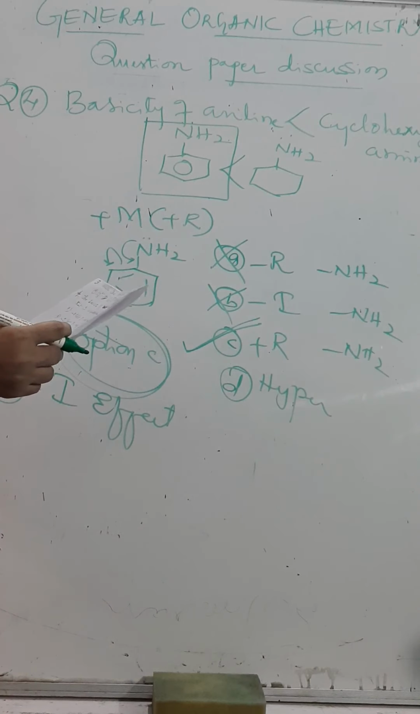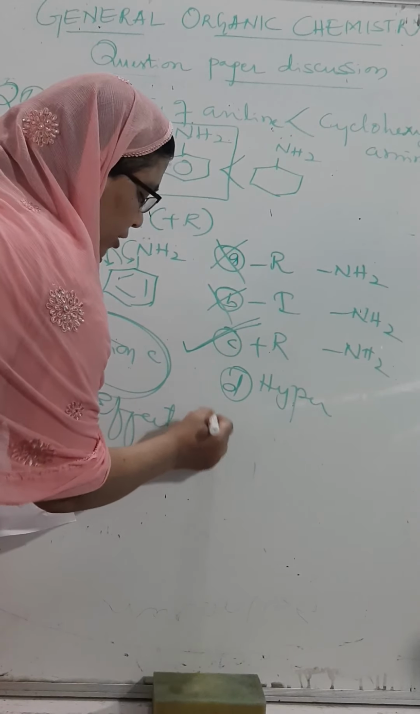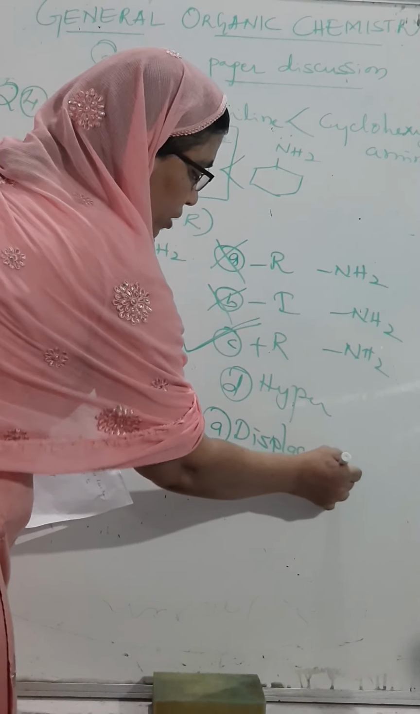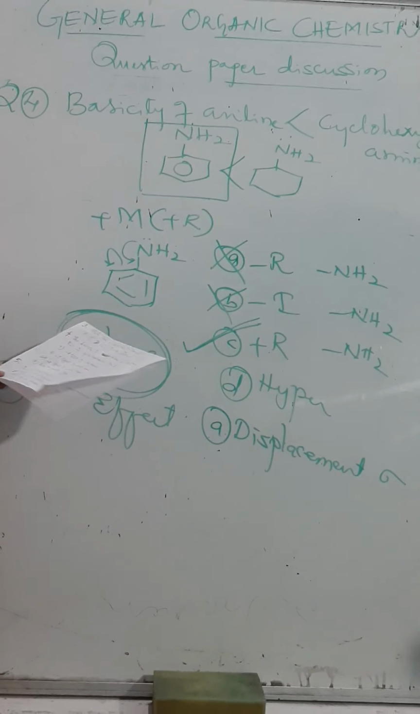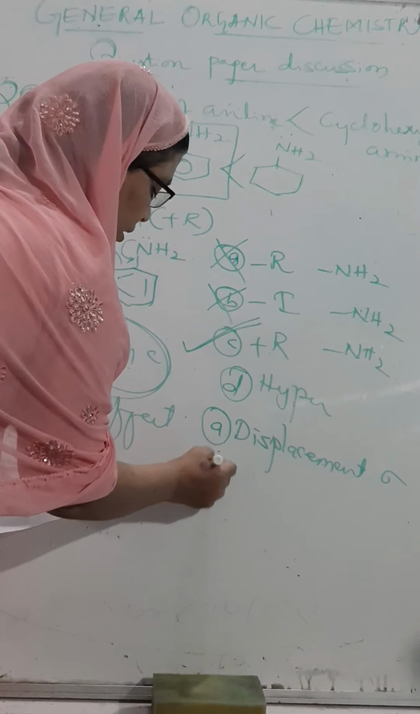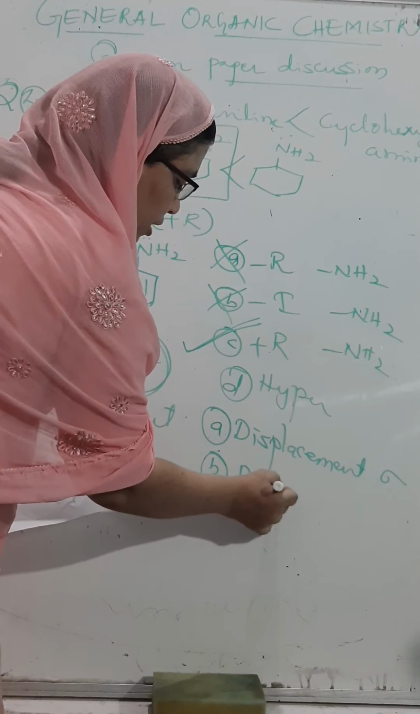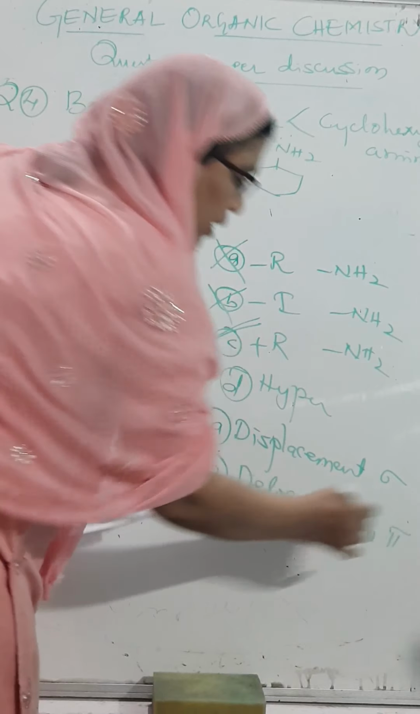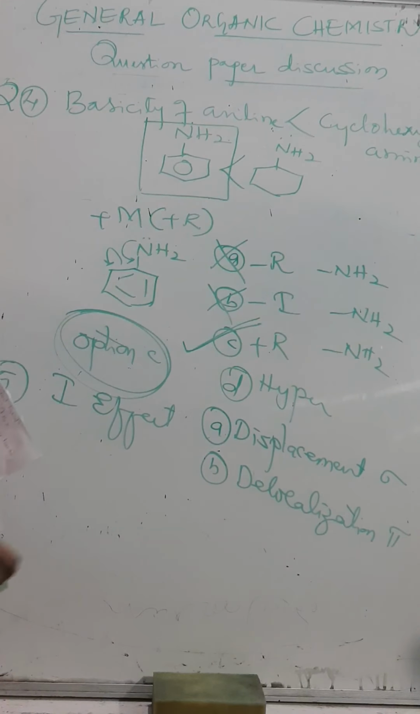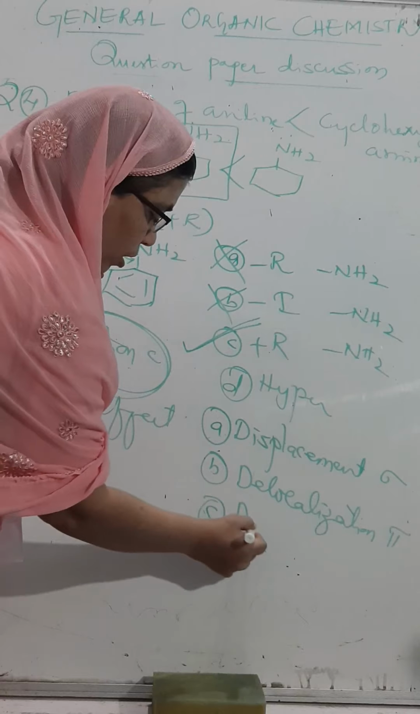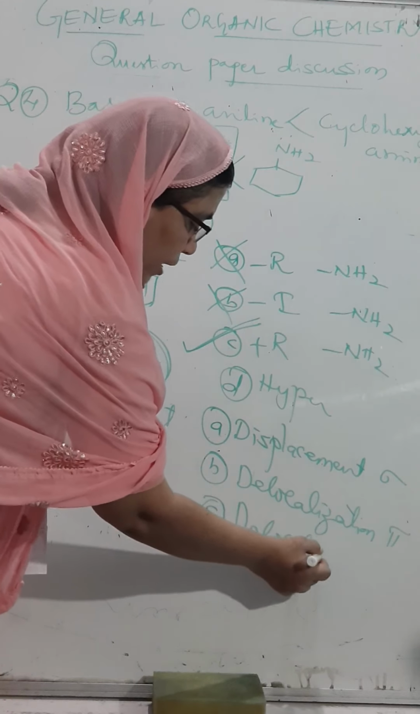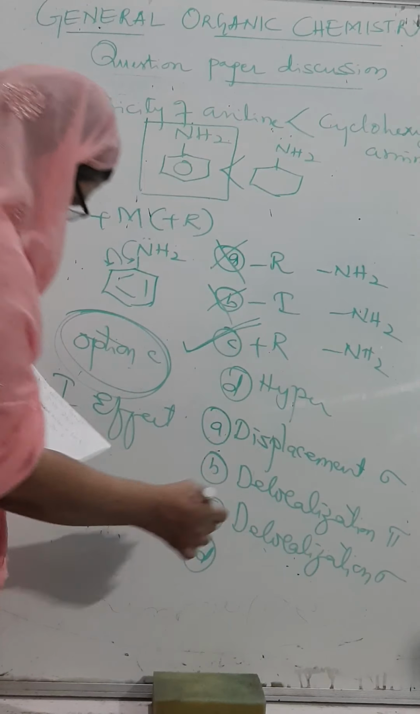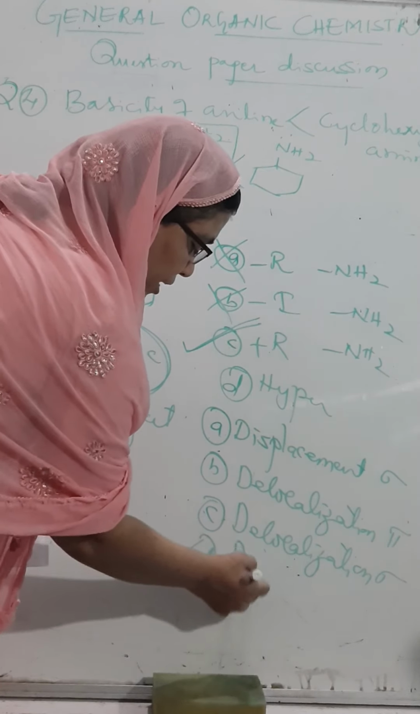First option, displacement of sigma electron. I write in short; go through my question paper and you can know the detail. Second option, delocalization of pi electron. Third option, delocalization of sigma electron. Fourth option, displacement of pi electron.